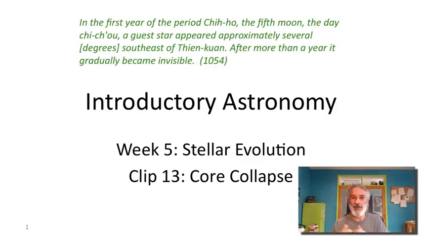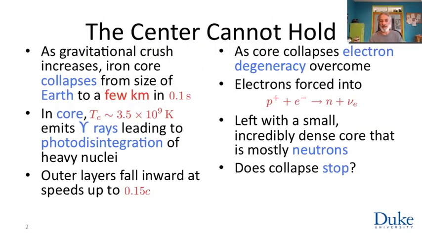The tension must be mounting. I've been leaving our star poised with the core collapsing, and we haven't asked what happens then. And so core collapse is going to be the next topic, obviously. And so what happens when the center of a star collapses?